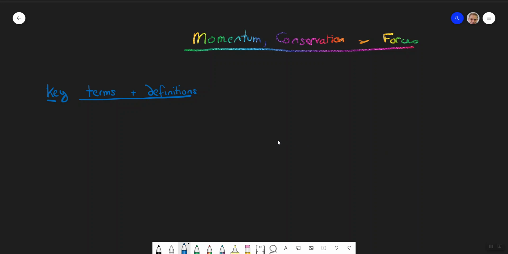Okay, everyone, so let's have a short process about momentum, its conservation and forces, and some key terms and definitions of things that we need to be clear on and aware of. So the first thing is let's define what we mean by momentum. Okay, so momentum.